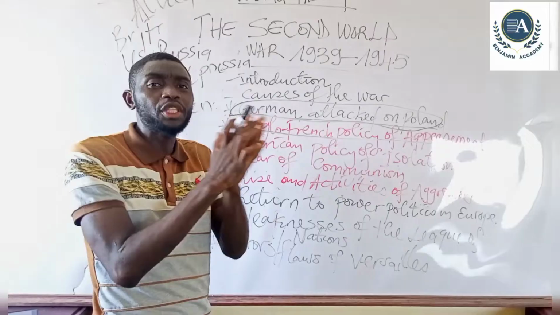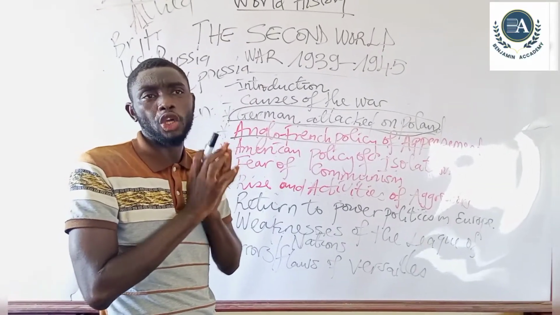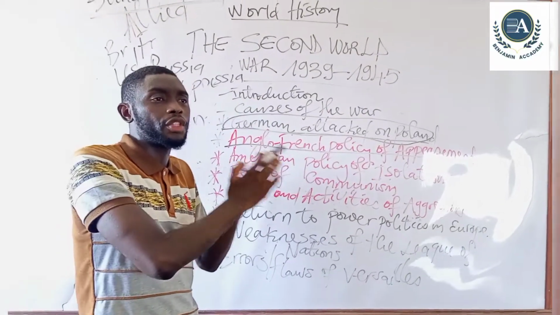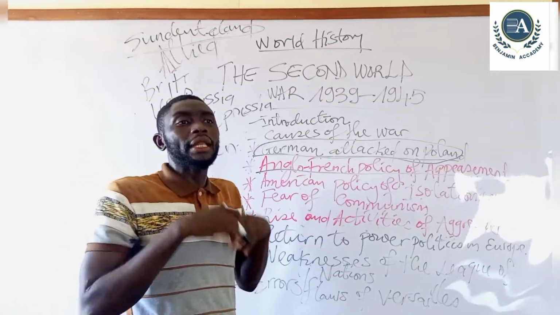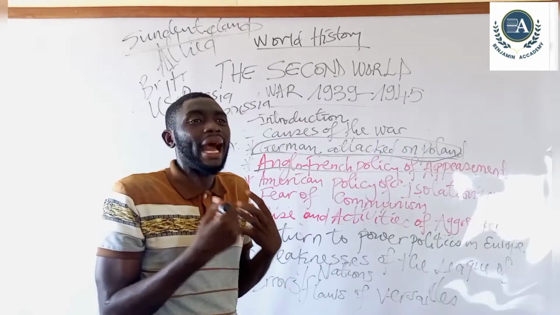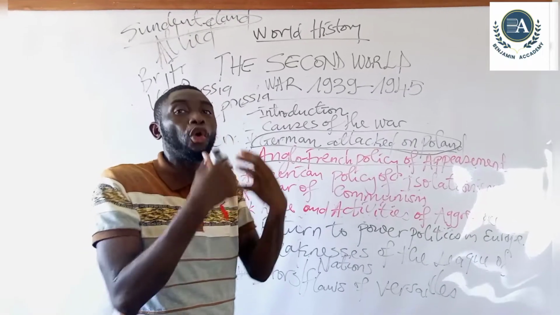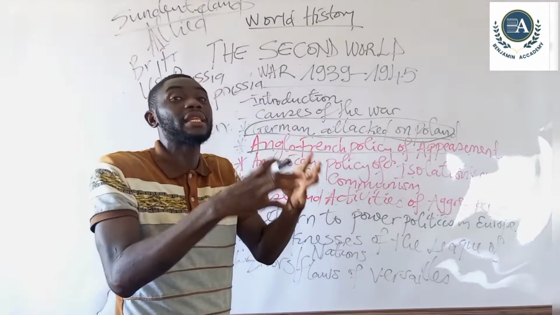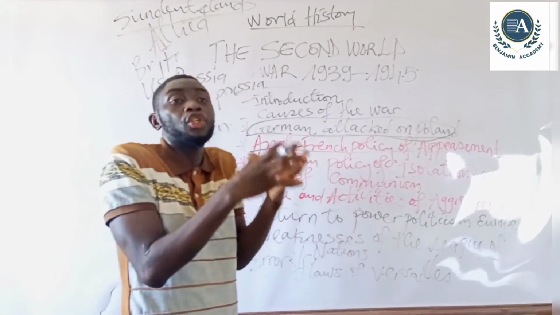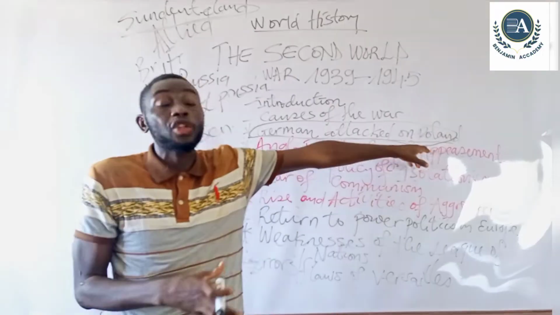Now, how did appeasement contribute to the outbreak of the Second World War? This policy contributed to the outbreak of the Second World War because it made the aggressors' desire for colonies never come to an end. Their desire for territories was limitless. They always wanted more because they knew that when they asked, they would be given, because of what? Appeasement.